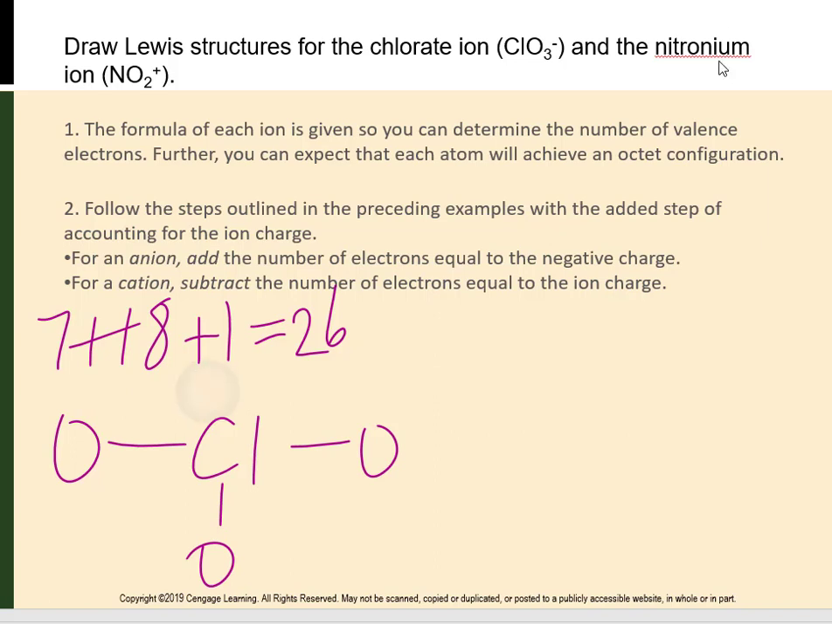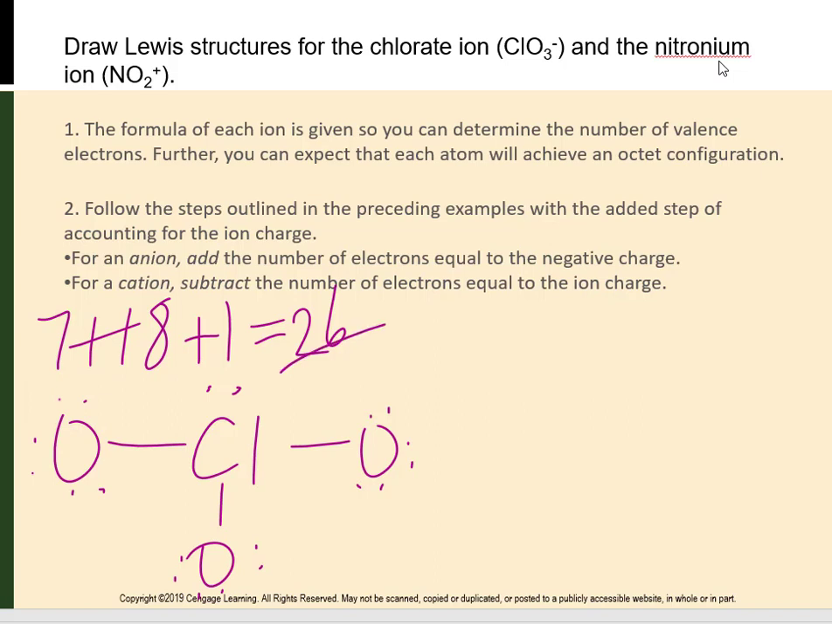So it needs 2 more. So a lone pair, 8. This oxygen only has 2, so it needs 3, 4, 5, 6, 7, 8. The bottom oxygen, same. 1, 2, 3, 4, 5, 6.